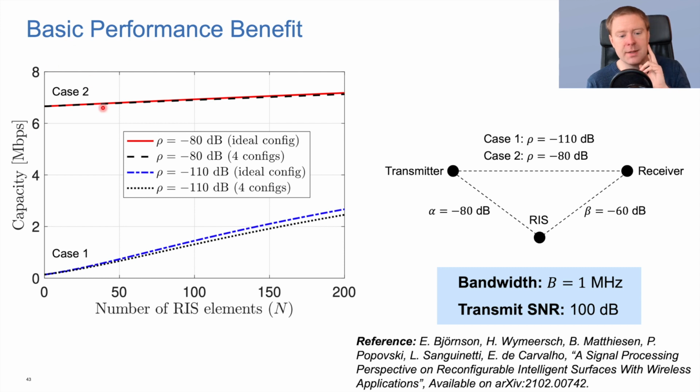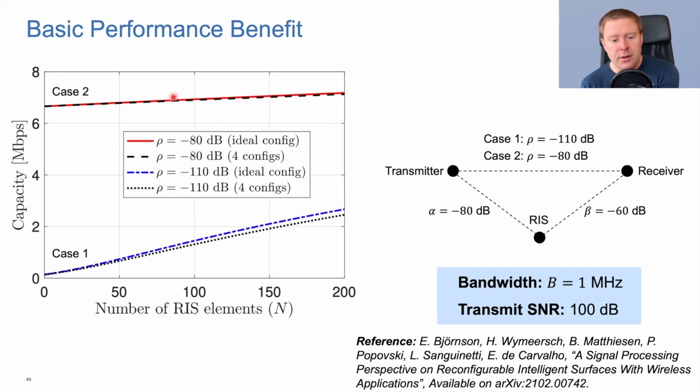While if I'm at case 2, we see a benefit from adding elements to the surface, but the benefit is not making as big a difference because they already had a strong path. So we will need to have rather many elements before the extra energy that comes from the RS path will make a big difference in terms of performance.